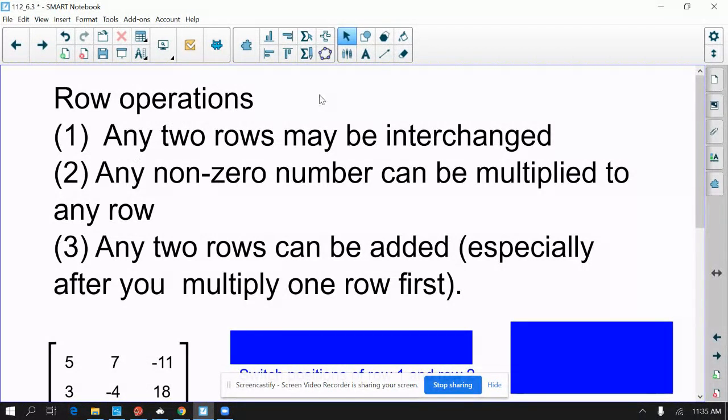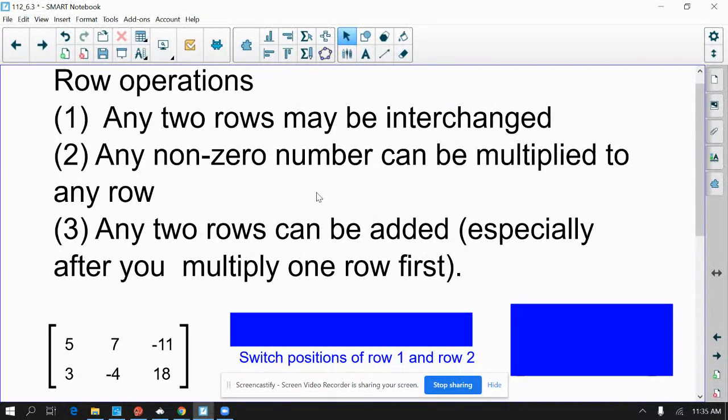Remember when we switched the two equations? Well, every equation is represented by a row. So any two rows can be interchanged. I could put row 1 where row 4 is, and then row 4 would go where row 1 is. I can multiply any non-zero number to any row I want, and I can add any two rows that I want.